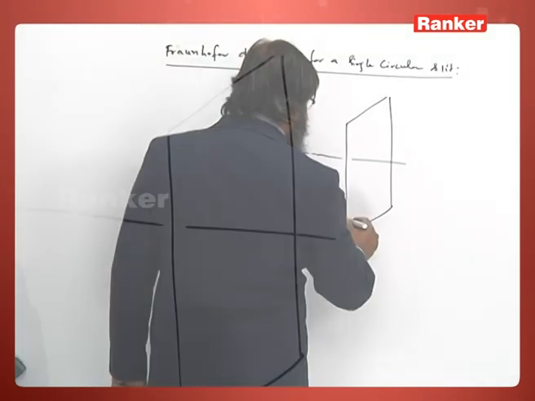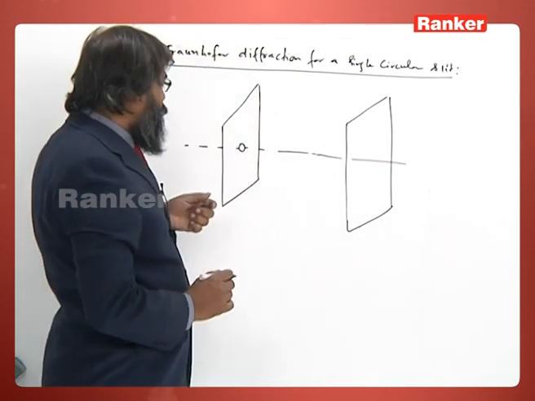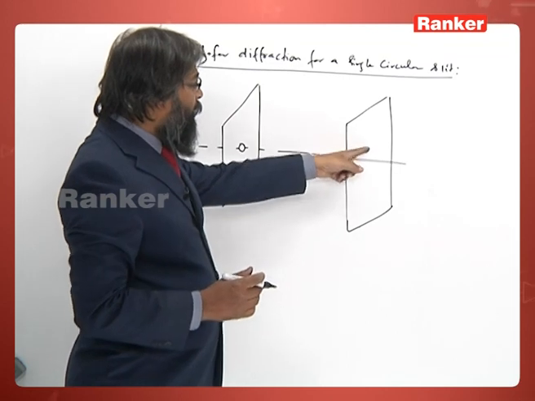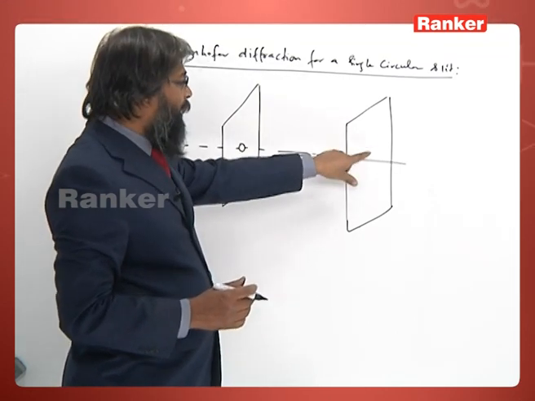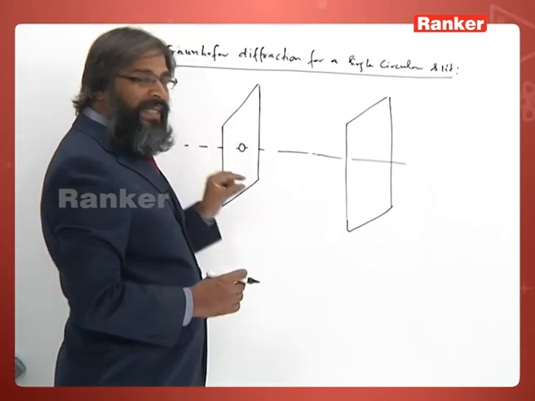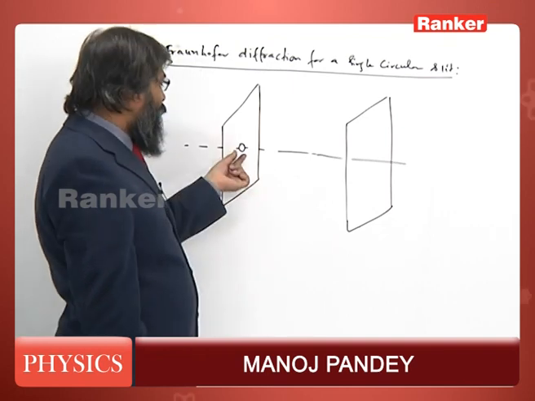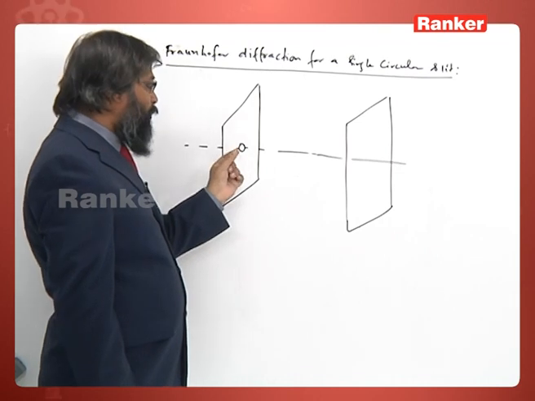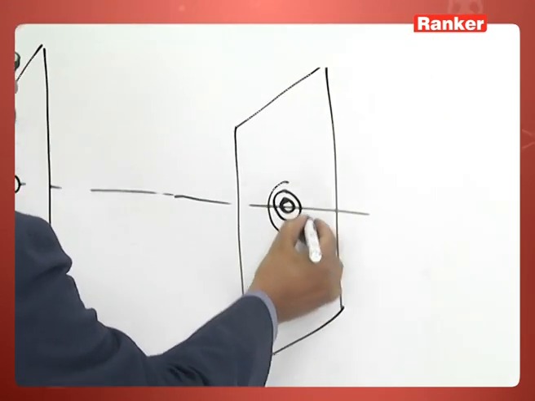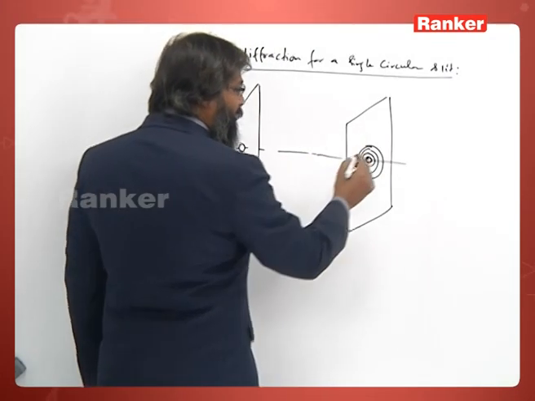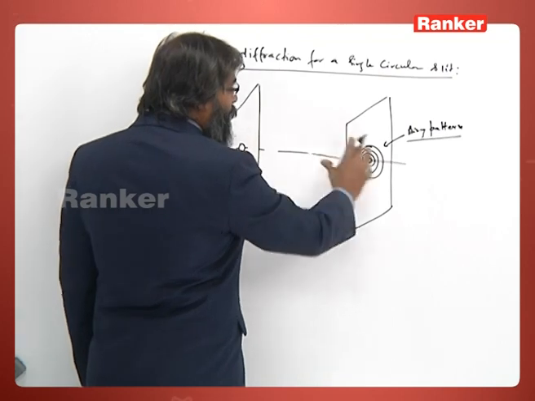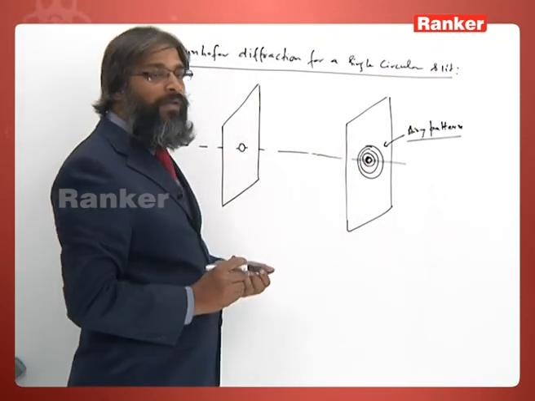What we get on the screen: if this opening is large and there is a wavefront here, then we will get a spot of light. There will be a bright spot and everywhere else there will be darkness, a shadow region. But if this circular opening is very small, we call it a pinhole. That means the hole created like when a pin is used. Then we get disks. A disk type image is formed, that is called the Airy pattern. This is the interference pattern due to this circular opening.